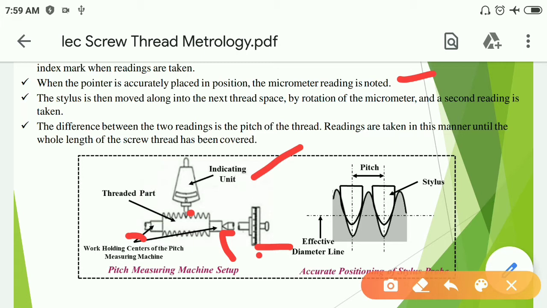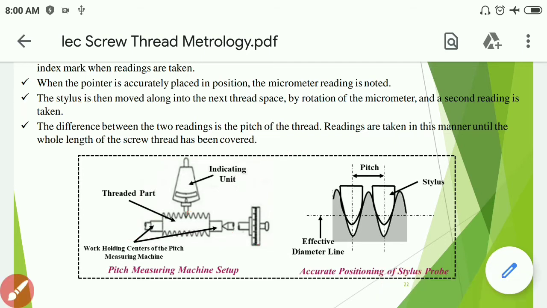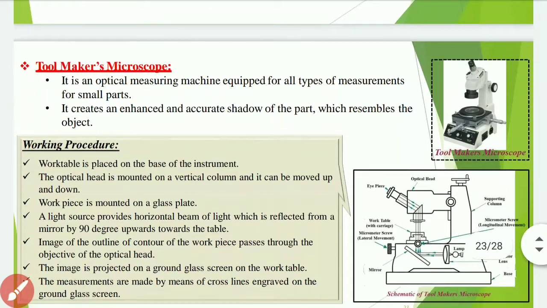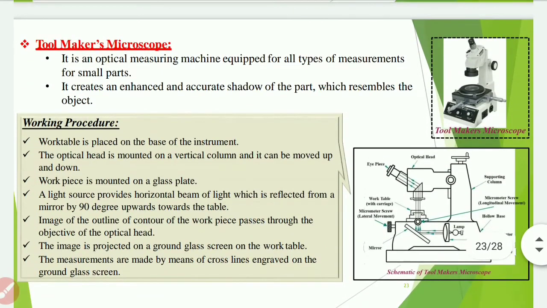The stylus is then moved along the next thread space by rotation of the micrometer and the second reading is taken. The difference between the two readings is the pitch of the thread. Readings are taken in this manner until the whole length of the screw thread has been covered. Now next instrument is tool maker microscope.